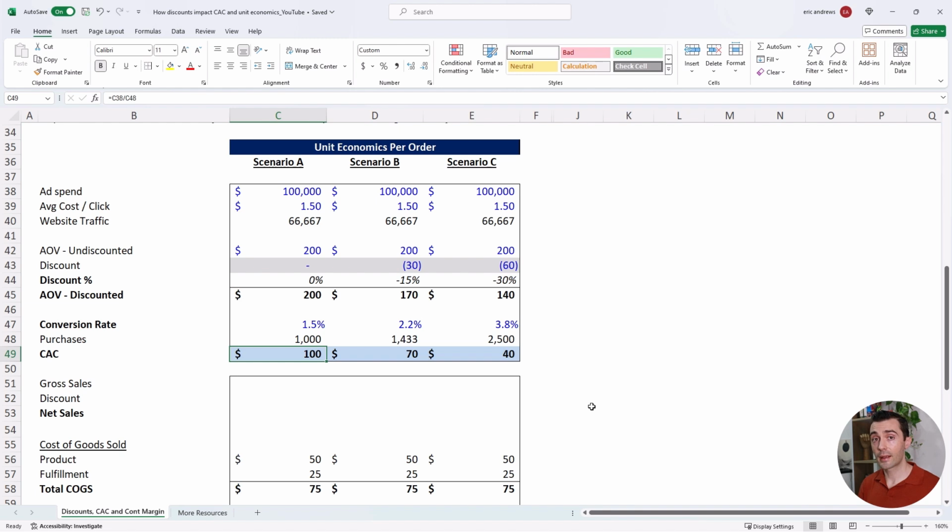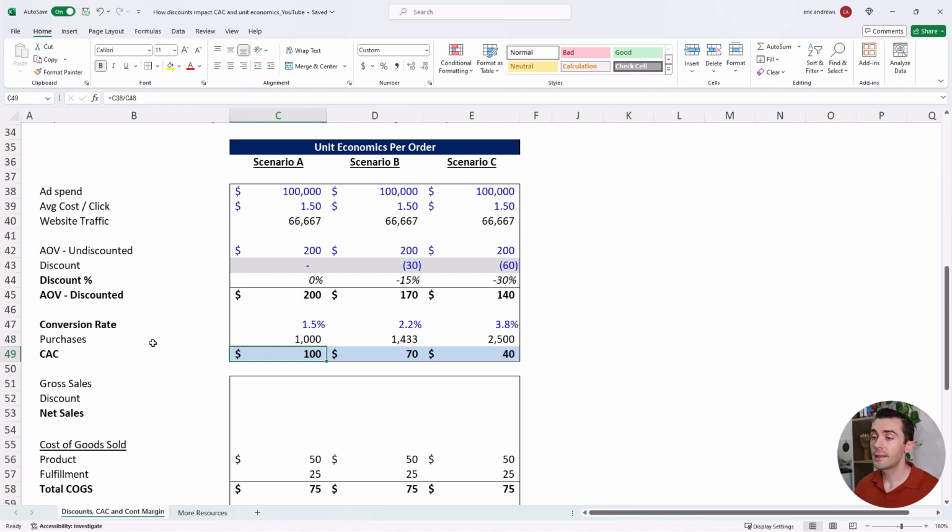So your CAC is your total ad spend divided by your total first-time purchases. So our CAC in this scenario is 100,000 divided by 1,000. So we spend, on average, $100 of ad spend to get each of those purchases.